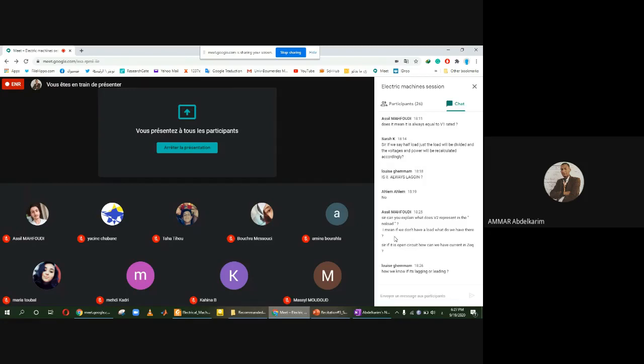How do we know if it's lagging or leading? They must tell you, they must inform you if it's lagging or leading, or maybe they give you a hint. Maybe they give you a phasor diagram, for example. If they give you a phasor diagram, you can know whether it's a lagging or leading power factor according to the angle. So when we have open circuits, we don't have a current, and we don't talk about Z equivalent at all.